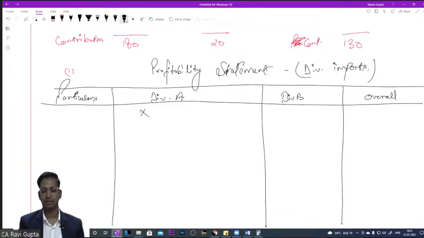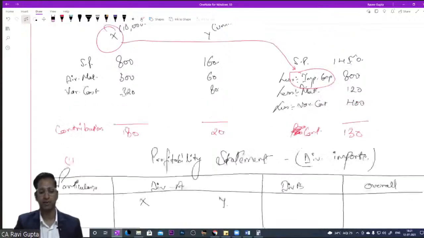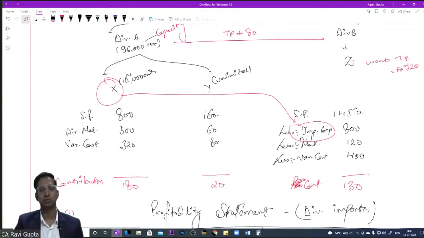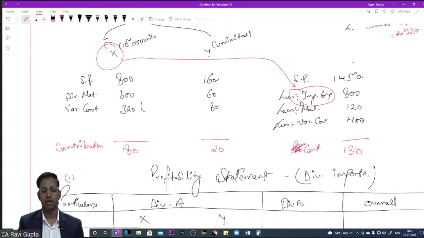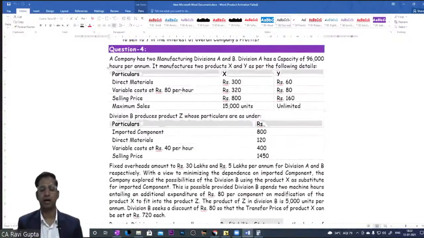We have product X and product Y, right? And as per the availability of hours, we can see Y has an unlimited demand. That means the hours will be a limiting factor. We have 4 hours here and 1 hour here. How have we calculated? Very simple. That is 320 divided by 80, 4 hours. 80 divided by 80, 1 hour.